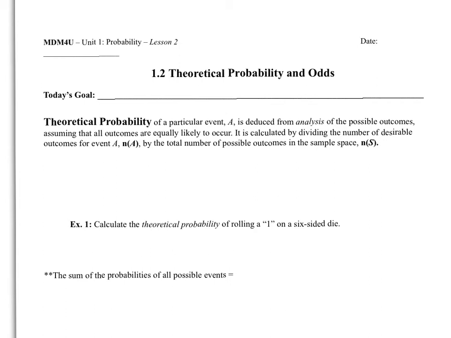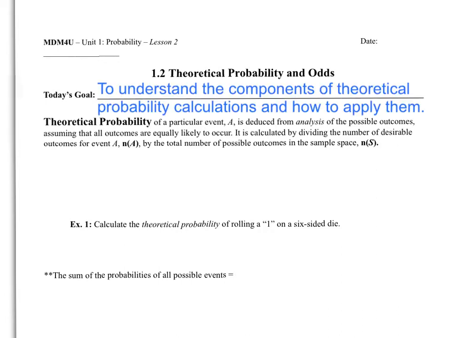Lesson 1.2 is on theoretical probability and odds. Today's goal is to understand the components of theoretical probability calculations and how to apply them.